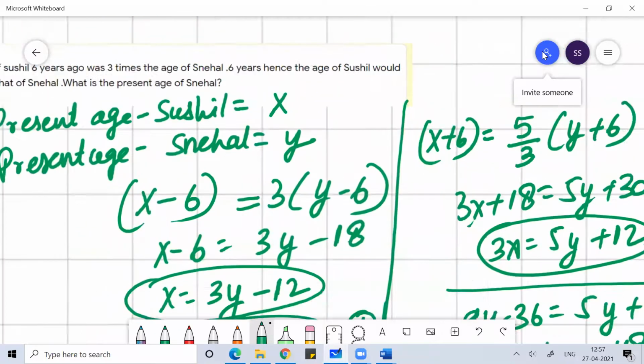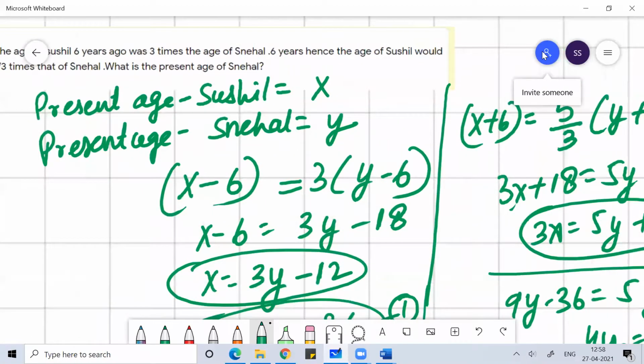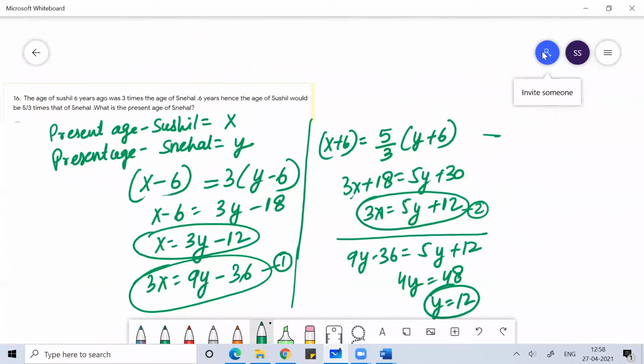I think they ask you the age of Snehal. What is the present age of Snehal? That would be 12 years old. Simple. You get two linear equations, you simply solve them, and you'll get the answer.